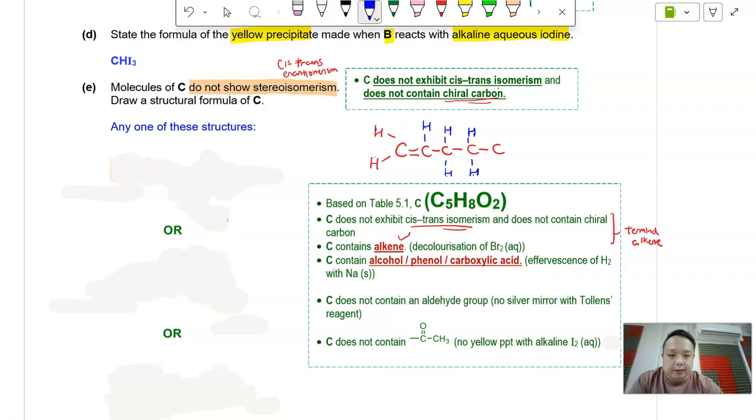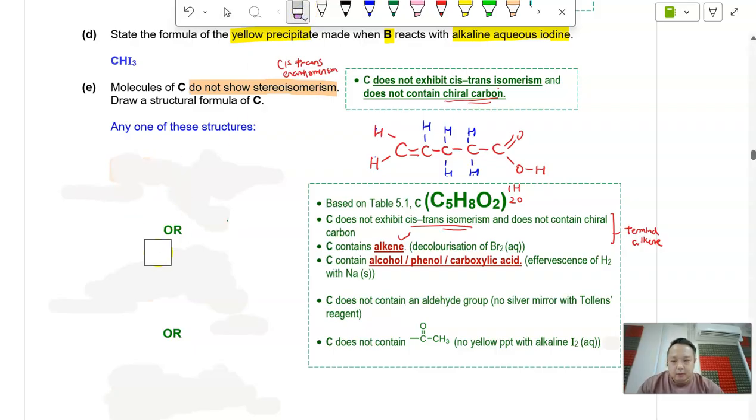So in this case, we realize that we have drawn in 7 H's already. Count the number of H's, we have drawn in 7 already. We're only left with 1 H. We're left with 1 H and 2 oxygen atoms. So therefore, the only possible functional group will be COOH. And this is how I get my first answer.